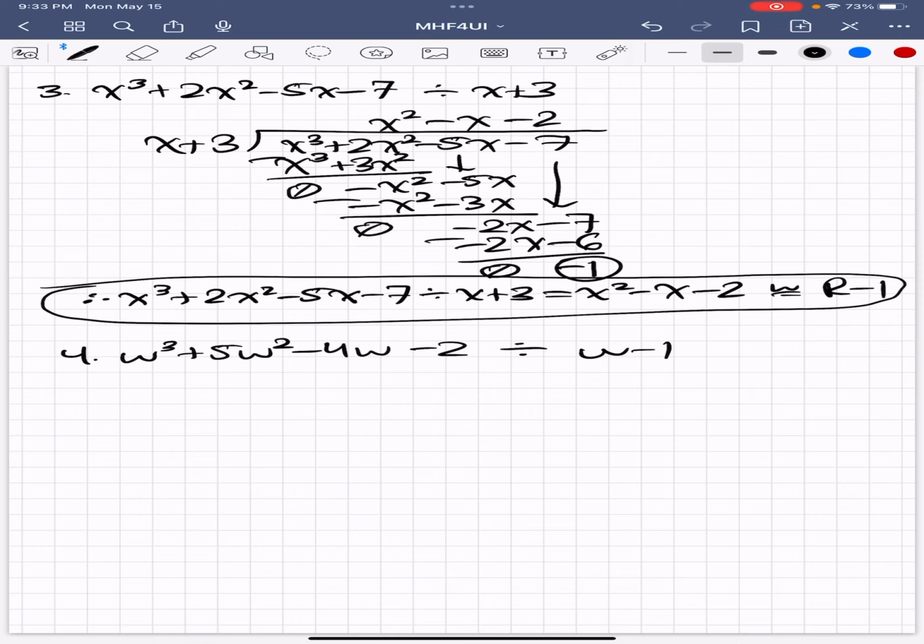So as you can see here, x to the power of 3 plus 2x squared minus 5x minus 7 divided by x plus 3 equals x to the power of 2 minus x minus 2 with the remainder of negative 1. On to the next question.